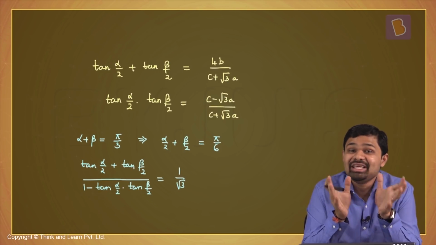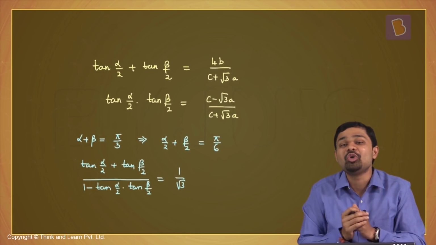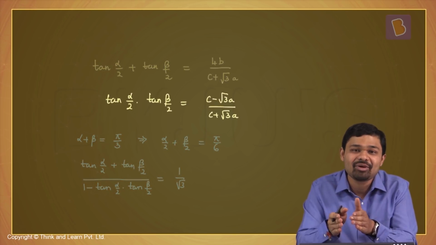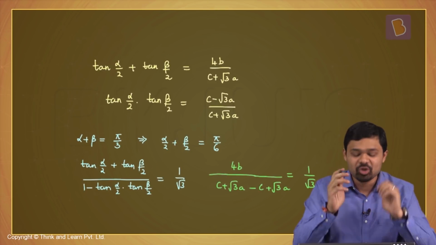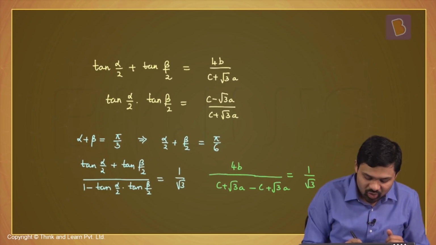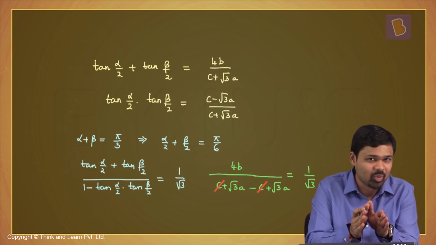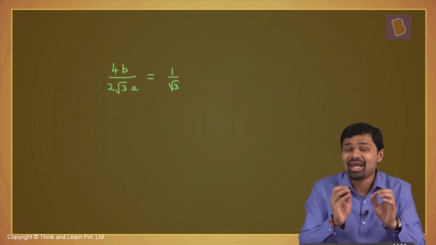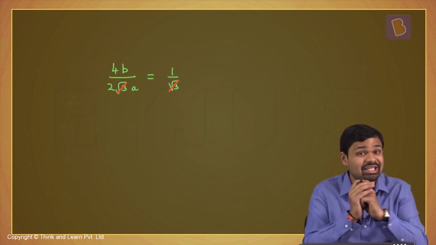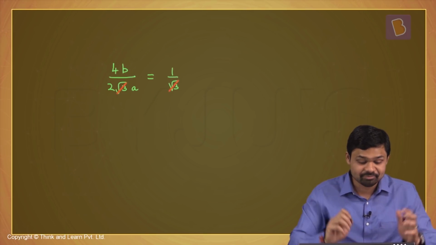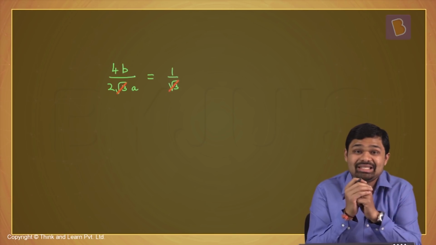Now, do we have the expressions for tan alpha by 2 plus tan beta by 2? Yes, indeed, we have. And do we have the expression for tan alpha by 2 into tan beta by 2? So, I'm going to substitute all these here, and you will clearly see that the c's are going to get cancelled out, and I'm going to be left with b and a, and that was the object of the question. We have to find b by a. So I have 4b divided by 2 root 3 a equal to 1 by root 3. I'm going to cancel out the root 3's, and I will be left with 4b by 2a equal to 1.